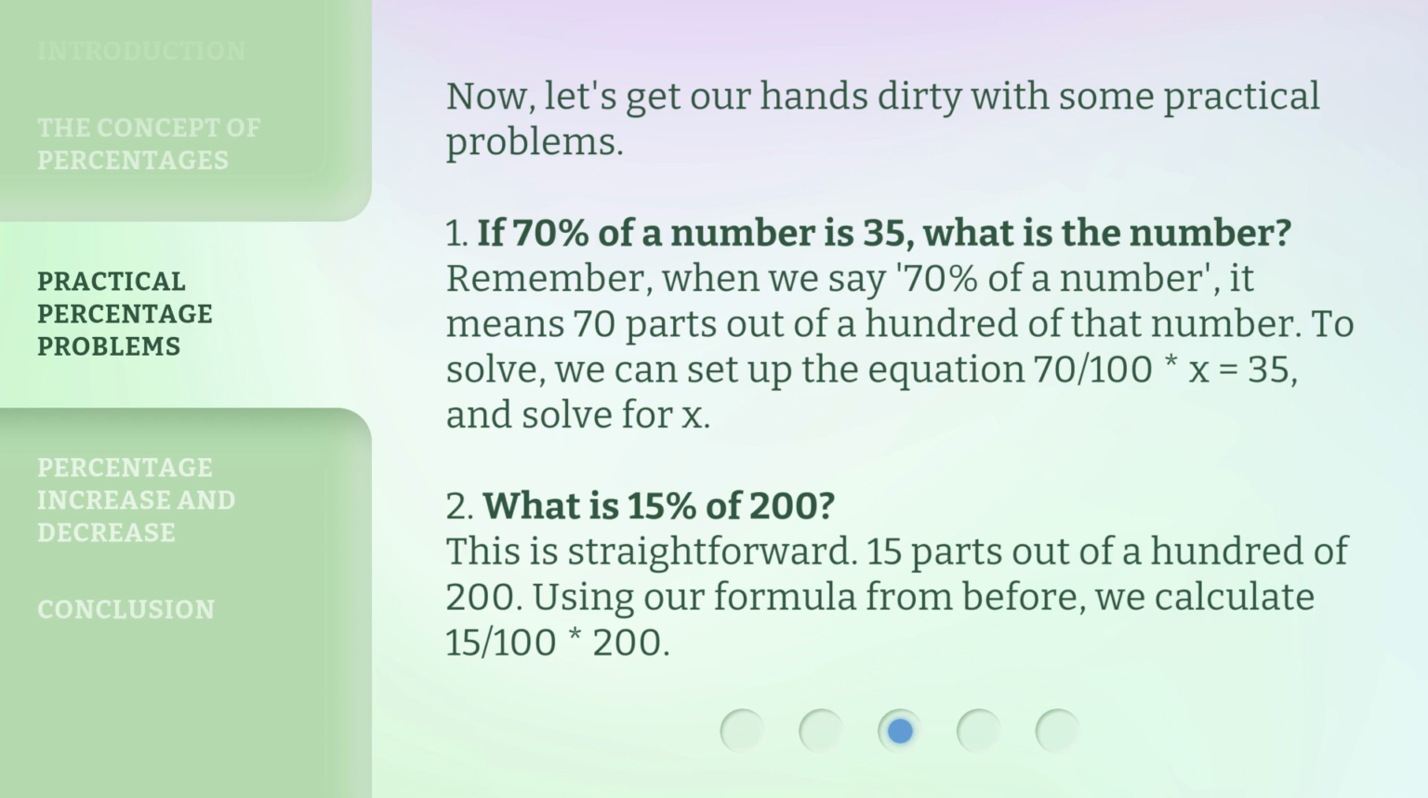2. What is 15% of 200? This is straightforward. 15 parts out of 100 of 200. Using our formula from before, we calculate 15/100 * 200.